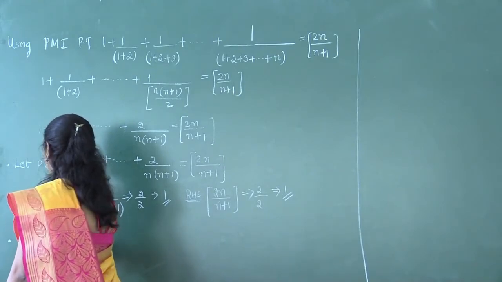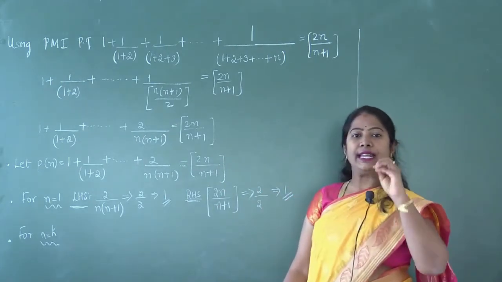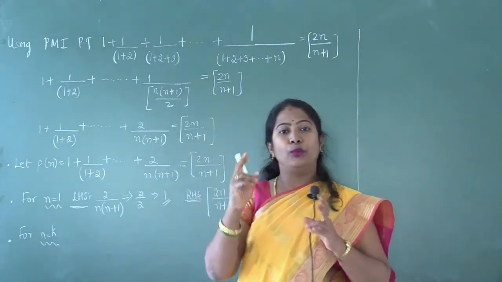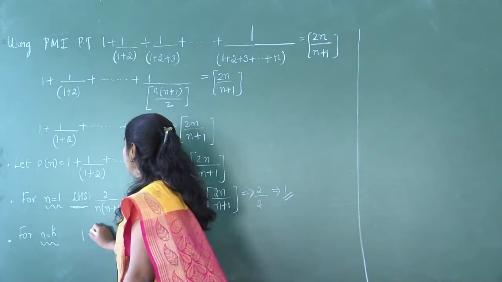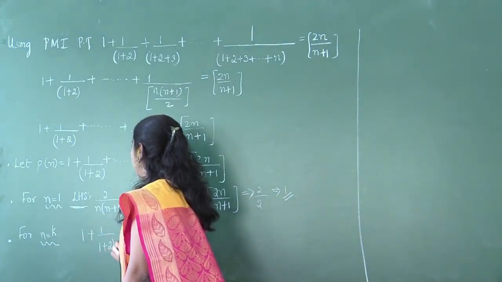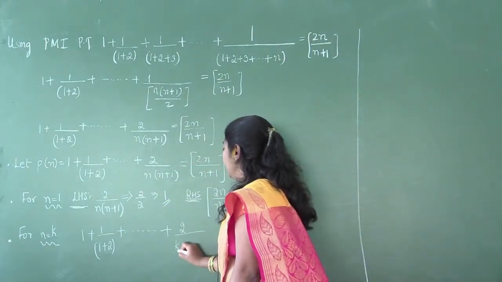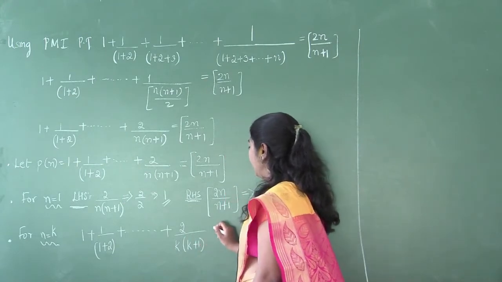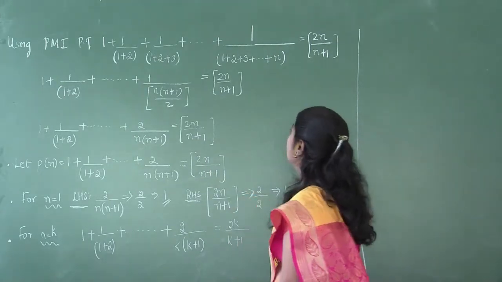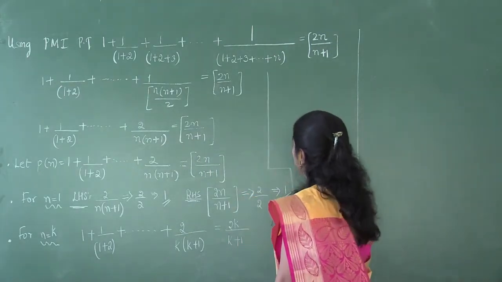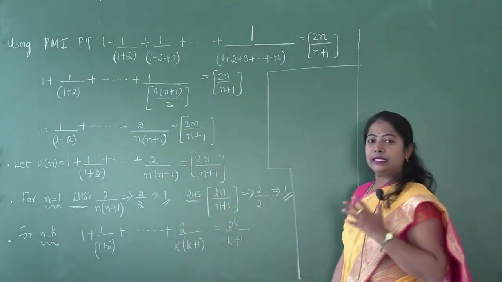For n is equal to k, each term of n in the question, LHS and RHS, is replaced by k. So wherever there is n, I will replace it by k, and the answer becomes 1 plus 1 divided by 1 plus 2 plus etc., 2 divided by k into k plus 1 equal to 2k divided by k plus 1. Clear? Next, for n is equal to k plus 1.